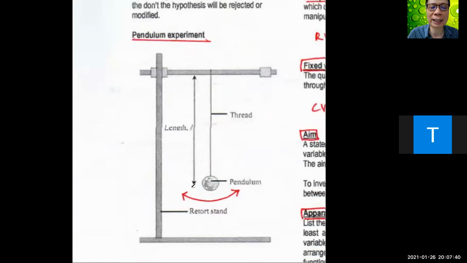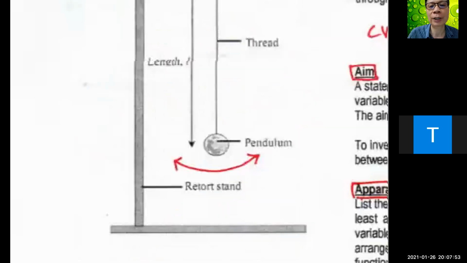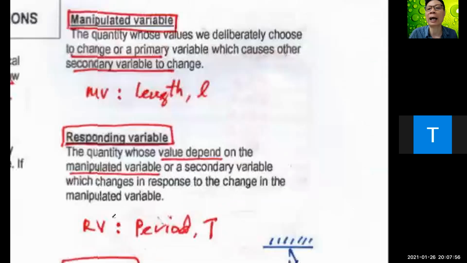Then you take its time, the period of oscillation, okay? So the responding variable is the period of oscillation. Time taken for one oscillation. So it's very important, you all must know. Manipulated variable is length, responding variable, the one that reacts, is the period of oscillation, capital T.